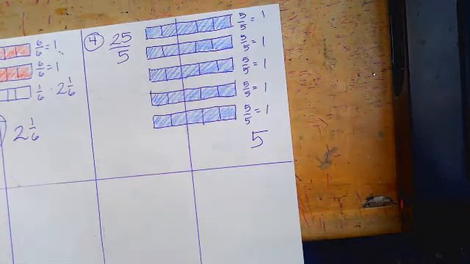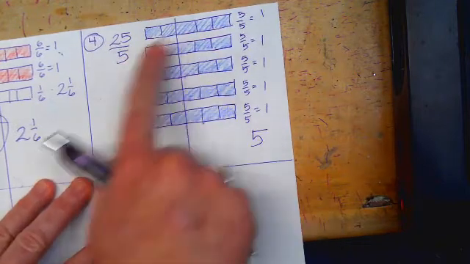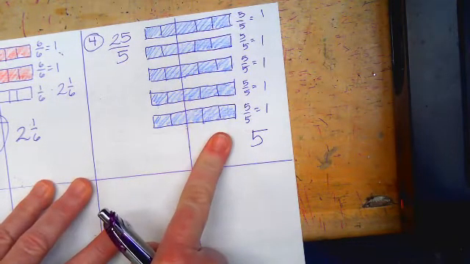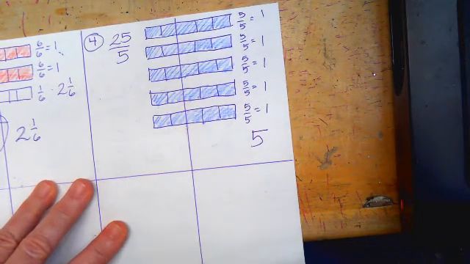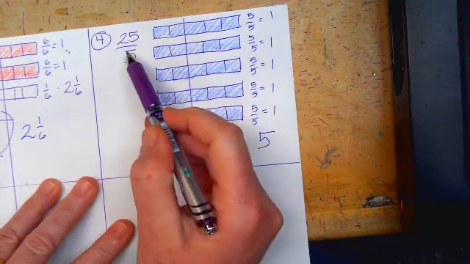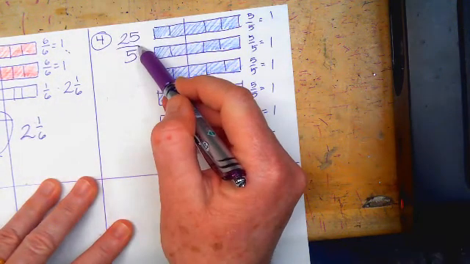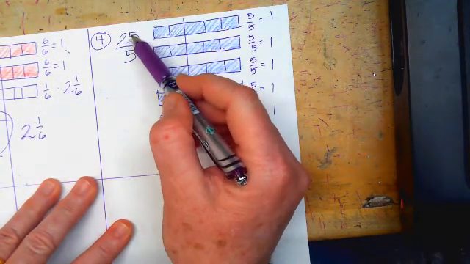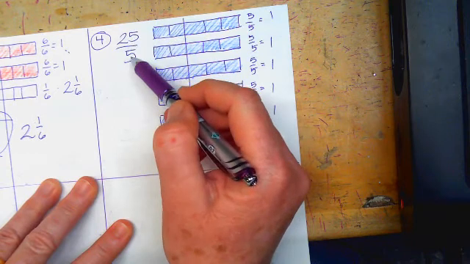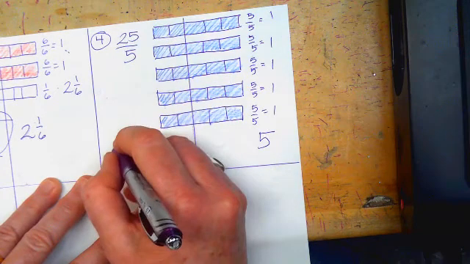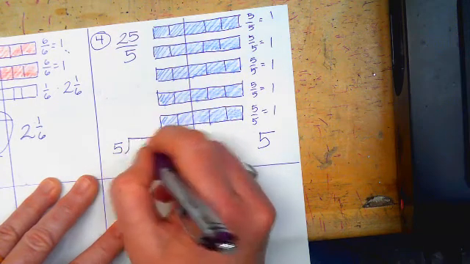So my answer is 5. Whole number 5, because all 5 of these are whole. There's no parts of the whole. Now, if I were to show this using the algorithm, this bar means divided by. So 25 divided by 5 looks like this.